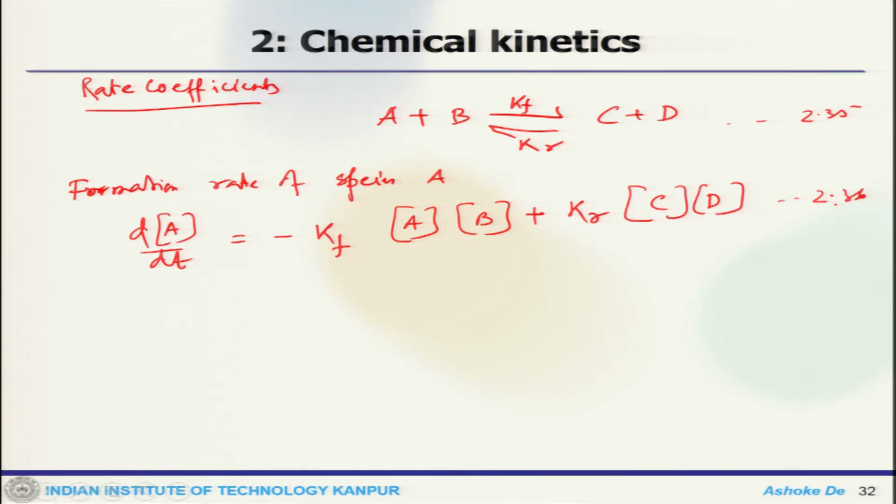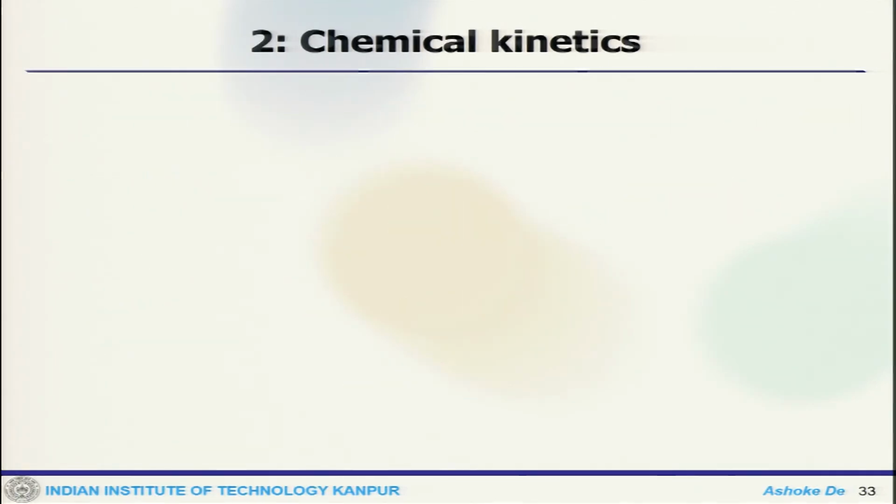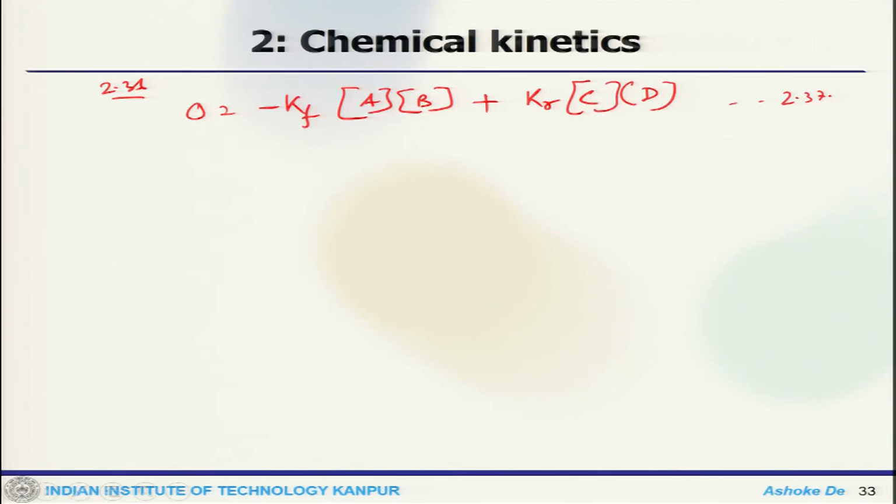For equilibrium, the time rate of change of A must be 0. Essentially dA by dt is 0 for equilibrium, and that is true for the others also: dB by dt is 0, dC by dt is 0 and dD by dt is 0. To maintain the equilibrium, these things need to go to 0. So, from equation 2.36 one can get 0 equals minus Kf A B plus Kr C D. If you rearrange this, C times D concentration over A times B equals Kf by Kr.